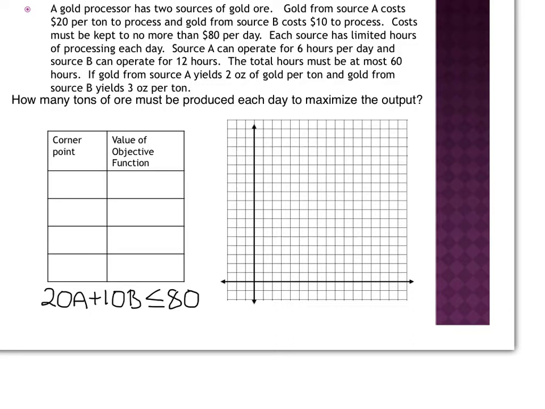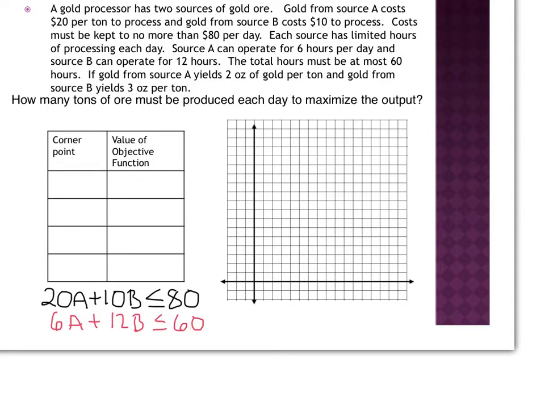Our second one, we're talking about the hours a day. So we have 6 hours per day for source A, so 6A, plus 12 hours for source B, 12B, and it says at most 60 hours. And let's recap these real quick. We have cost: cost for A, cost for B gives me the total cost. Time from A plus the time from B gives me the total amount of time.